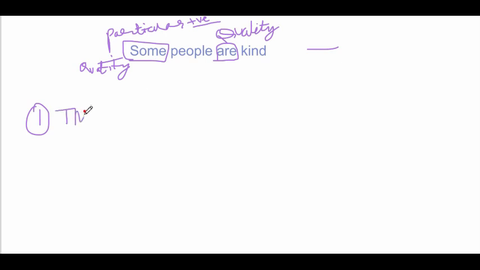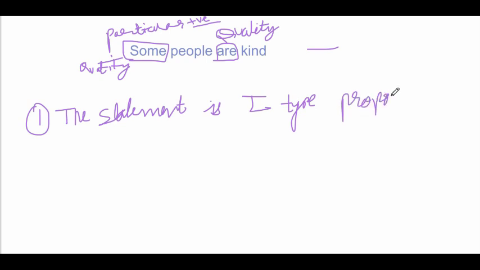The statement is an I type proposition. Excuse my handwriting, I don't have a pen or pencil to write. I'm using my mouse to write as fast as I can, so bear with me. Alright. The statement is an I type of proposition.